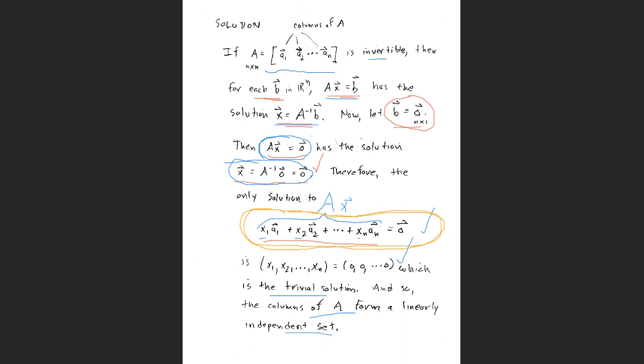I mean, that's the definition of linear independence. If you have a vector equation, just like this, and the only solution is all the x variables equal 0, then the vectors a1, a2 up to an form a linearly independent set, and so the columns of A form a linearly independent set. And you've proven another piece of the theorem. It's really quite beautiful.